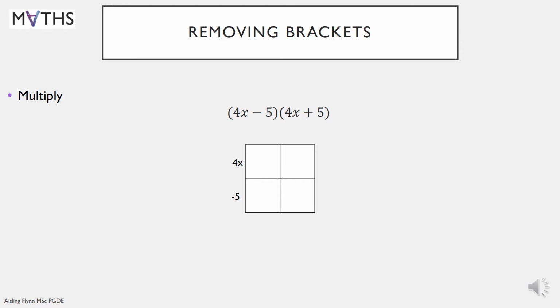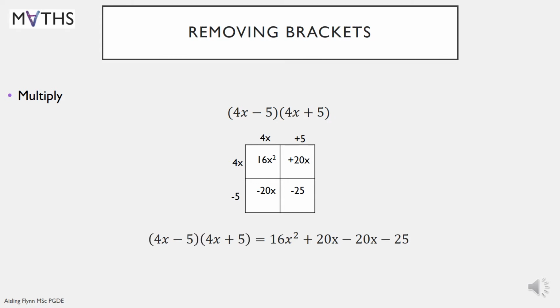Okay, 4x minus 5 multiplied by 4x plus 5. So 4x by 4x is 16x squared. 4x by 5 is 20x. Minus 5 by 4x is minus 20x. And minus 5 by plus 5 is minus 25. So presenting the answer, let's look at the middle terms. We've got plus 20x minus 20x. There they are on the diagonal, or 20 minus 20, which of course gives me 0. So we just have a 2-term answer, 16x squared minus 25.